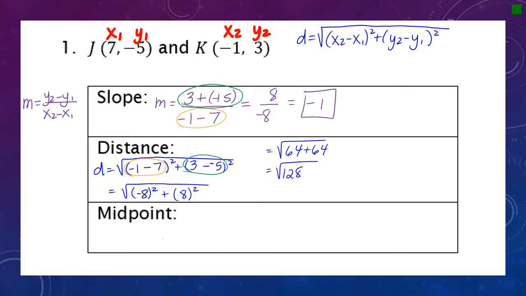Now, unfortunately, we have to simplify this. We can't just leave it as 128. So we're going to do a factor tree. Since I added two 64s to get to 128, I know that this is 2 times 64. 2 is a prime number, so I'm going to circle it, meaning that I can't go any farther. 64 is 8 times 8.